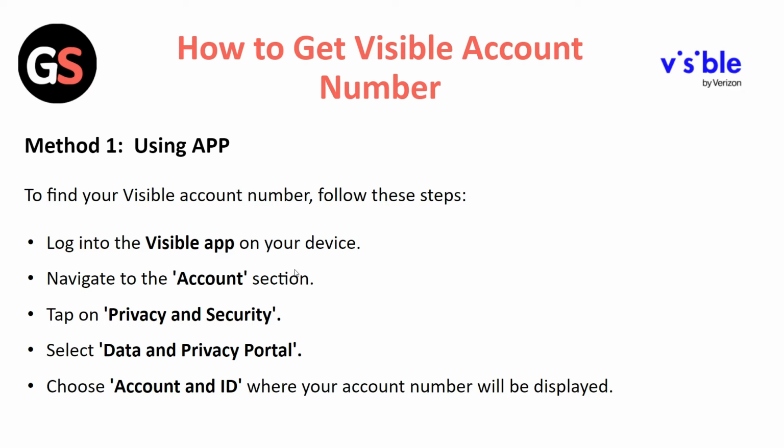So here is the simple method using an app. To find your Visible account number, you have to follow these steps. First, log into the app on your device. Then navigate to the account section. In the account section, tap on privacy and security. You have to find there the section Privacy, Security, Data and Privacy Portal. Click on it, then choose Account and ID, where your account number will be displayed.